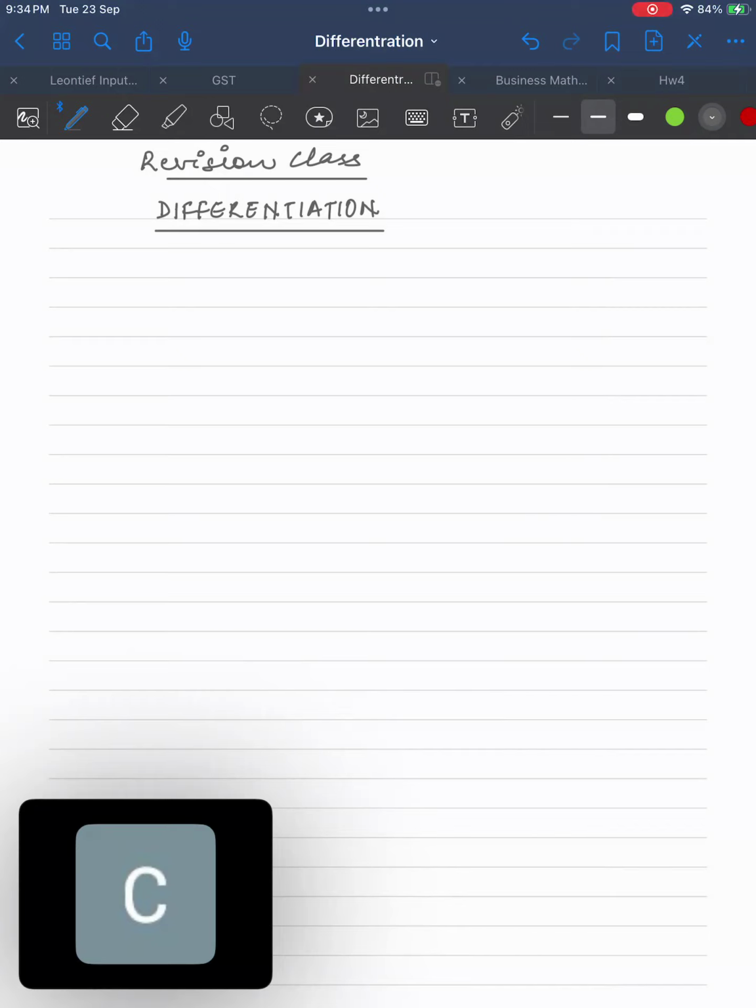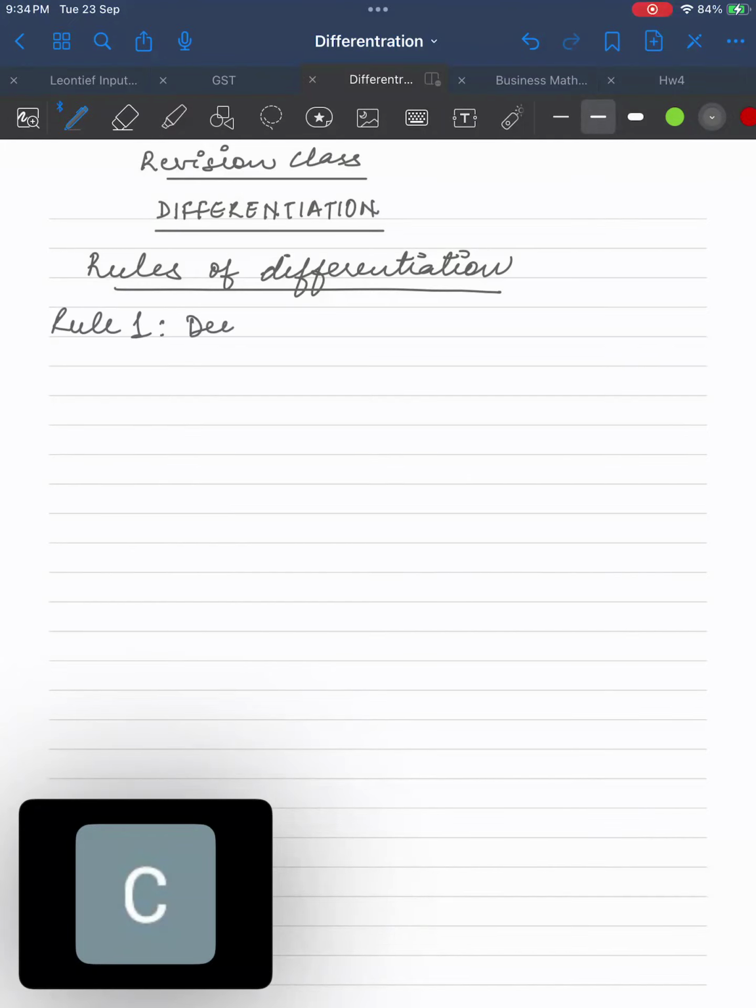Okay, I think we have done lots of theory and other things in the class. Let's start directly with the questions. Let me start with some of the rules. Rules of differentiation. Start with rule 1. Very simple. If you have any doubt, you can raise your hand.